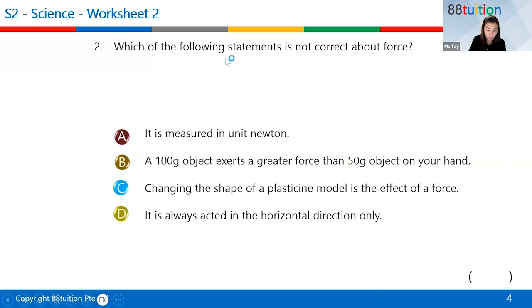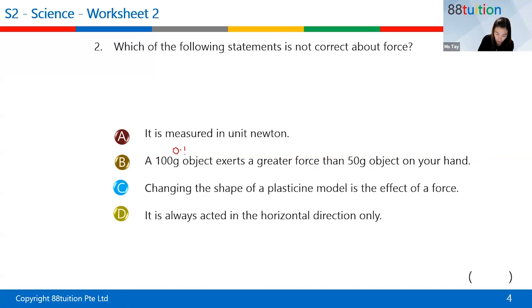Now, you have to look for the statements that are not correct about force. Take a look at the first one, measured in newtons. This is the unit that is correct. And then, a 100-gram object exerts a greater force than a 50-gram object on your hand. So if you want to convert it to force, yeah.